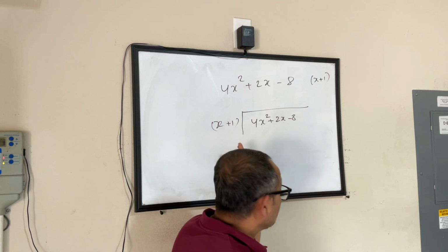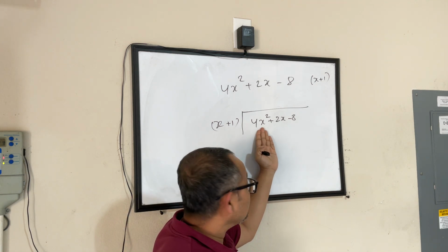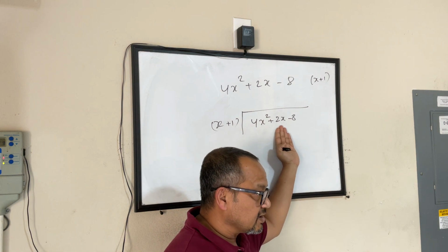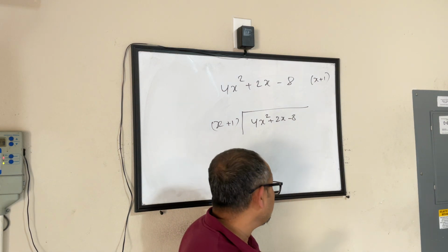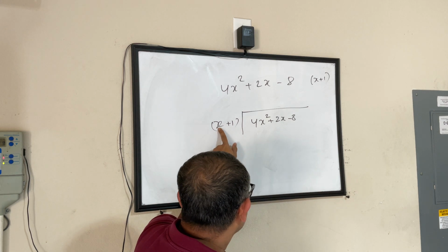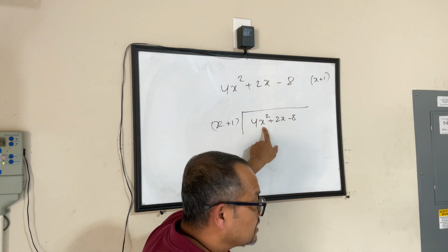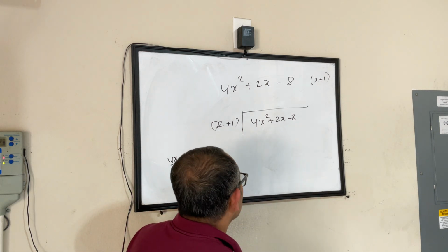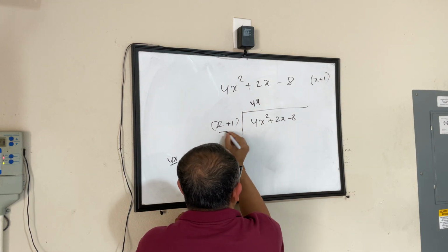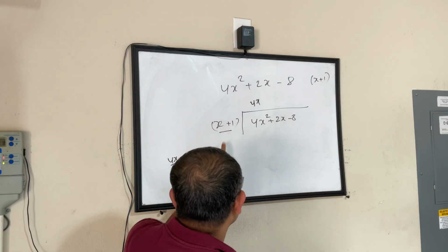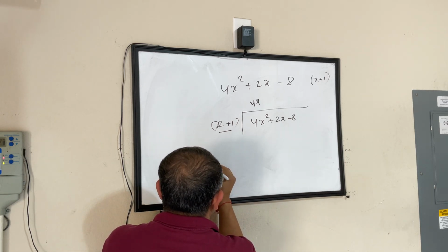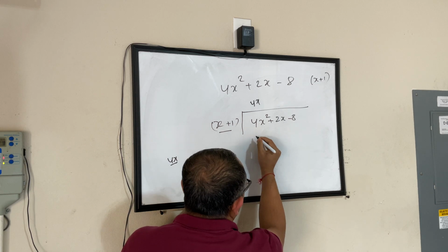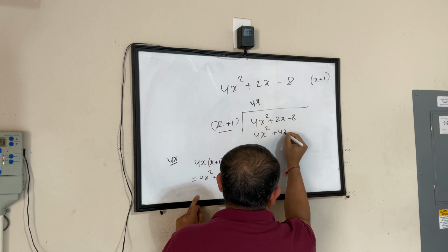So you always go in this order, meaning you first try matching the maximum power. You try knocking it off. Then you go to the next one, then try knocking it off. Then you go to the next one, knocking it off. Meaning, what do you multiply with x to get 4x squared? That is 4x. Okay. So let's multiply this whole thing by 4x. So if I multiply this by 4x, it becomes 4x squared plus 4x. So put 4x squared plus 4x.